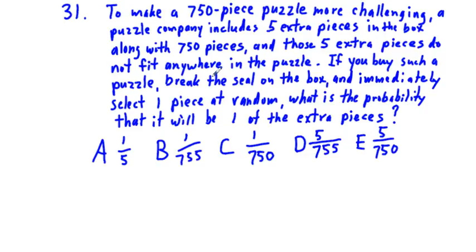Okay, now problem 31. To make a 750-piece puzzle more challenging, a puzzle company includes 5 extra pieces in the box along with 750 pieces. So this is key, 5 extra pieces in the box along with. So that's going to be 5 plus 750. And then you're going to pull 1 out, and you know there are 5 there. And so you can get 5 over 755, which is going to be answer choice D.